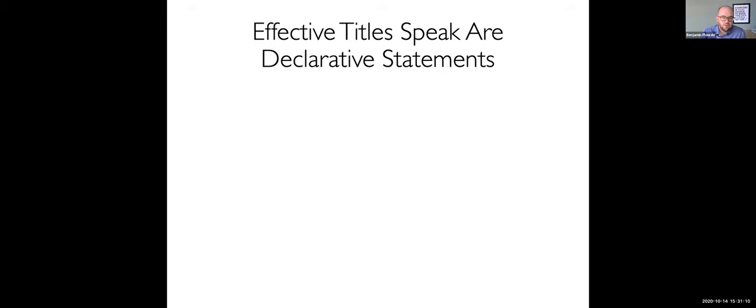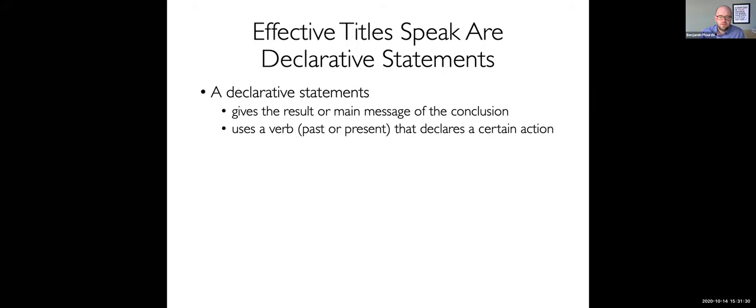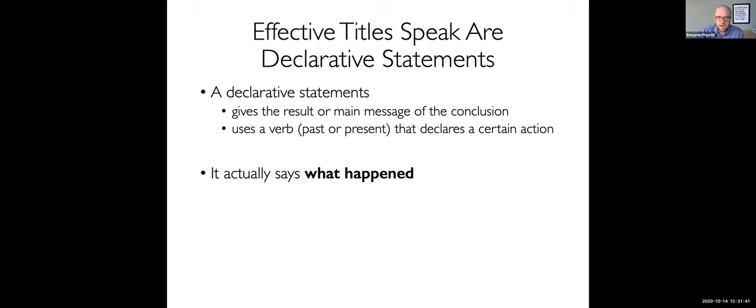Further, an effective title is one that's a declarative statement. This falls under the don't bury the lead idea of journalism. Don't make it unclear what you found. Don't make it unclear about what knowledge you've added to the world. Say it. Your title should say what you found. It should give the result or main message of your work. To do that, it uses a verb. To do that, it's declarative. It says what happened.